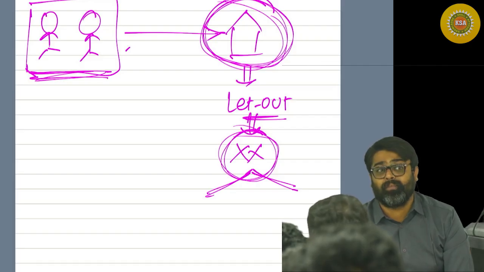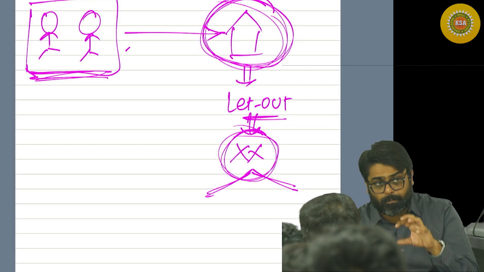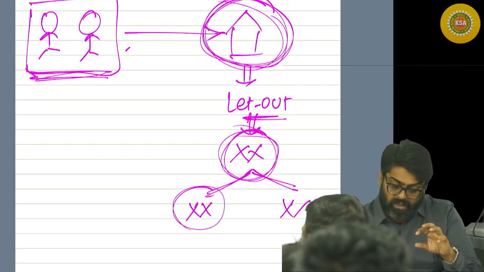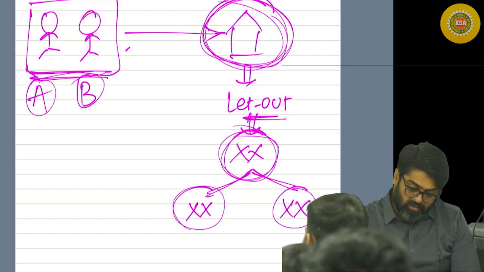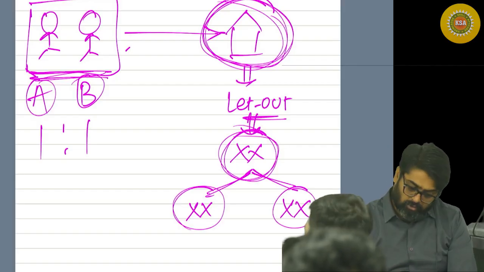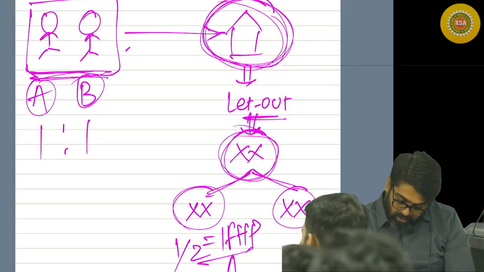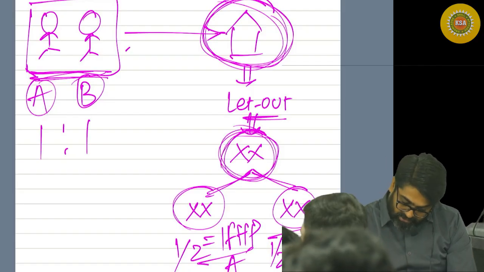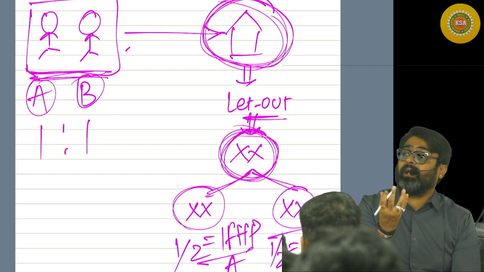Split that income in the portion of the share. For example, this is A and this is B, each having an equal share. So 1/2 of the income will be income from house property for A, and 1/2 of the income will be income from house property for B. This entire income will not be taxed in the hands of A, and this entire income will not be taxed in the hands of B.